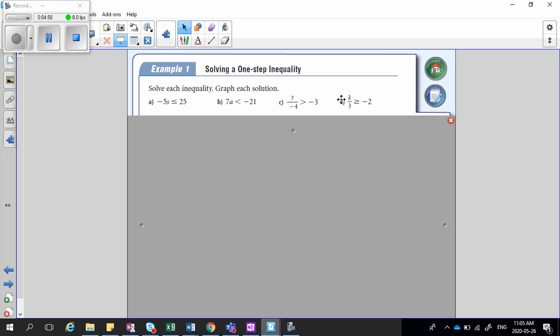So now we're going to see an example of what we just talked about. If we divide both sides of that inequality by a negative number, what do we think is going to happen to this inequality sign?